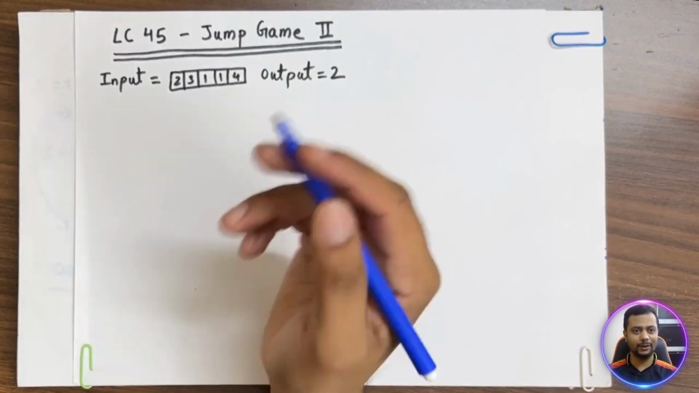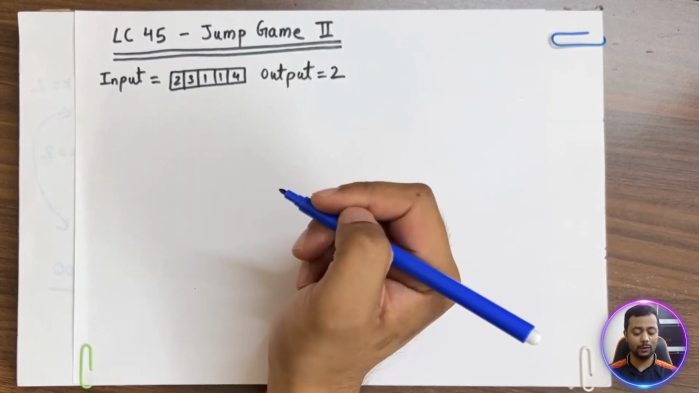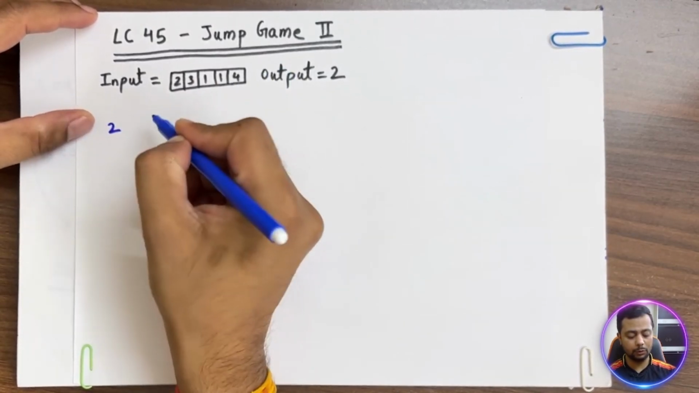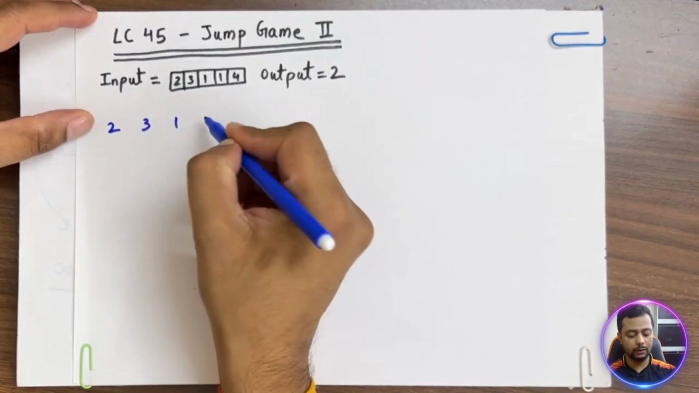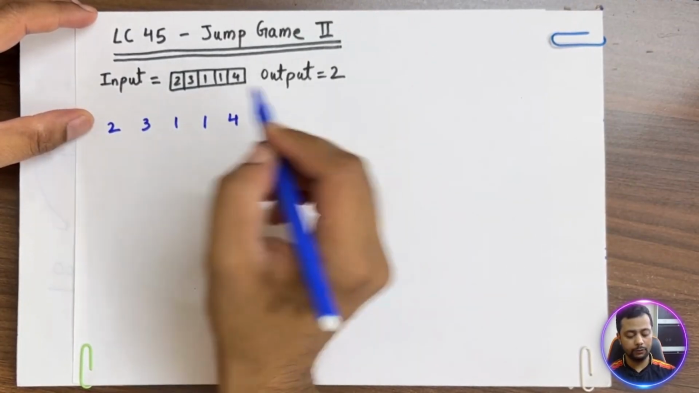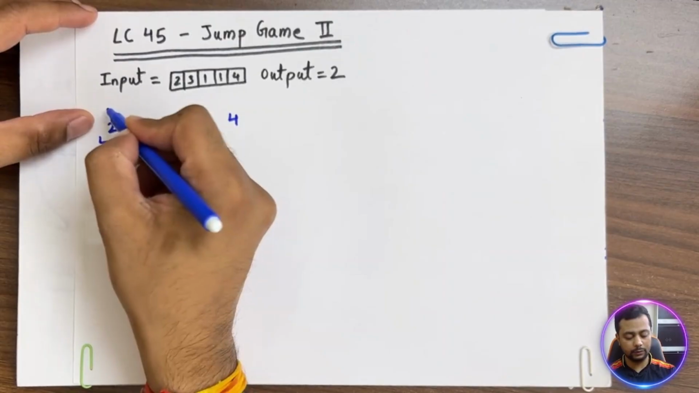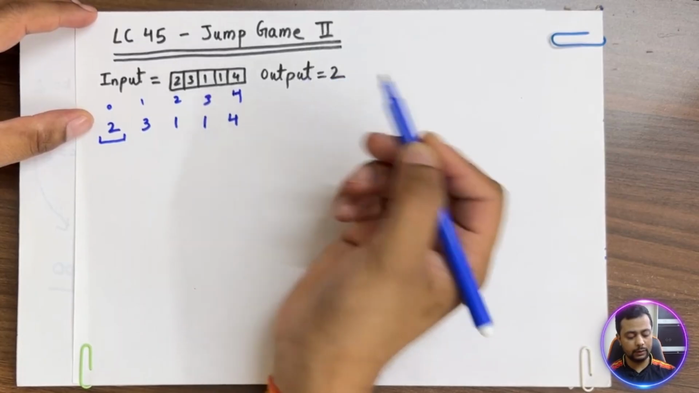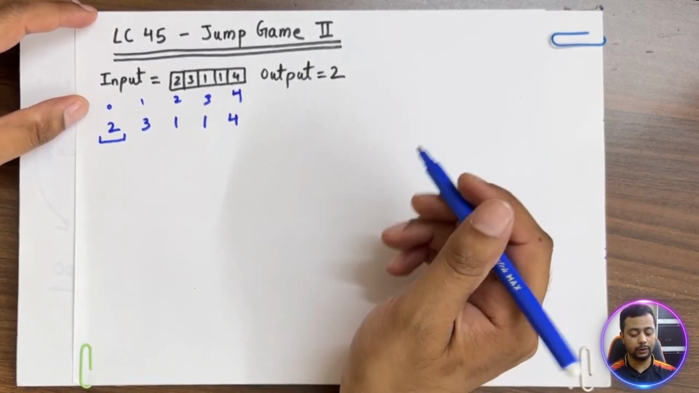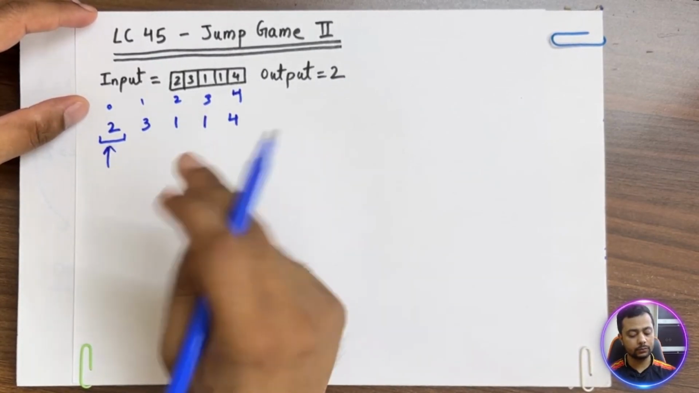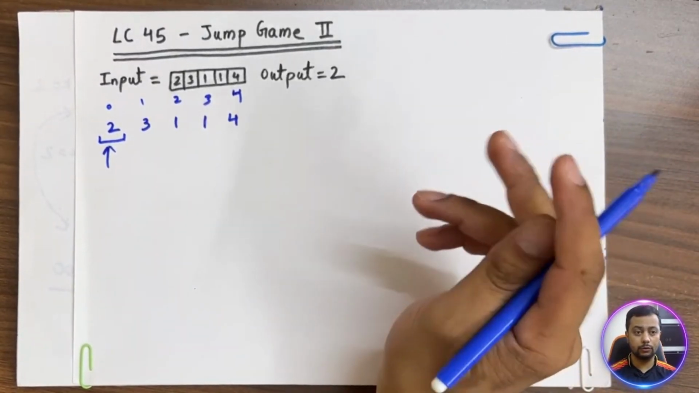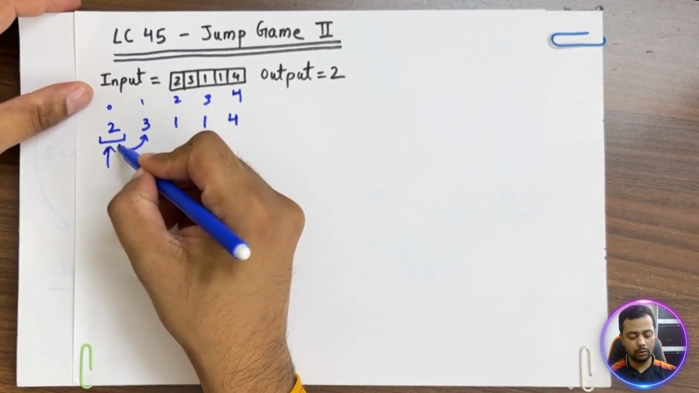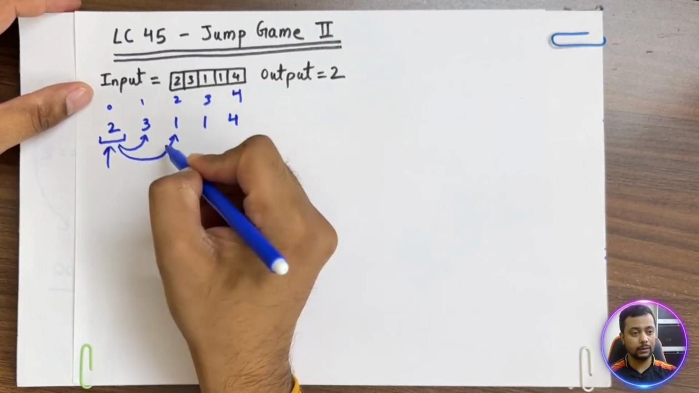Okay, so now let's try to understand the intuition behind this problem. What does our problem say? That we have this array 2, 3, 1, 1 and 4. We are standing at the 0th index, which is the very first position. These are the index numbers I have just written. So we are standing over here, and what are the options of jumps that we have? We can either jump 1 position, which will land us over here, or we can jump 2 positions, which will land us over here.